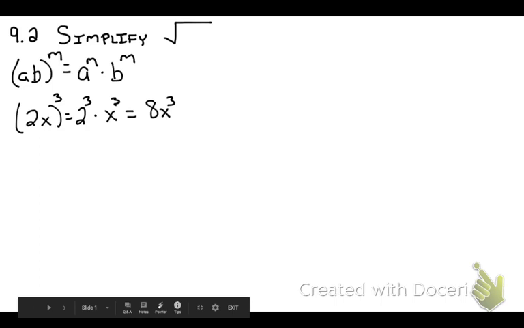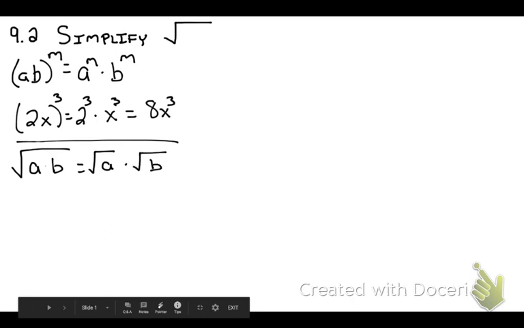And hopefully you remember that, because there's a similar property with square roots. And the idea with square roots is that if you have the square root of something times something else, then you can consider the square root of the first thing times the square root of the second thing. And that can come in handy with numbers like 50, like the square root of 50.